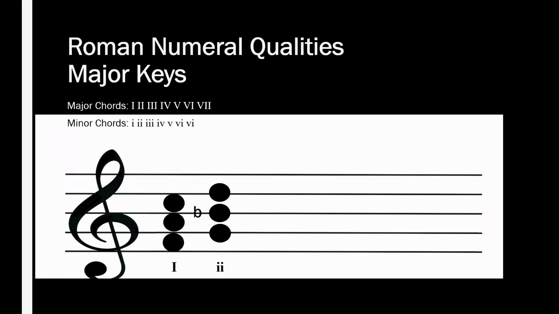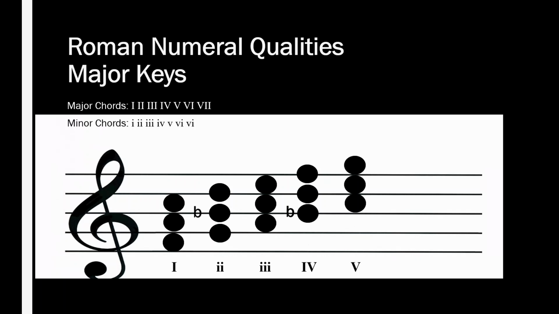A triad built on the third scale degree is also minor. The fourth scale degree, major. The fifth scale degree, major. The sixth scale degree is minor. The seventh scale degree is diminished due to the fact that there is a minor third and a diminished fifth, and this also occurs usually in first inversion. Now you have seen all the diatonic triads for major keys.